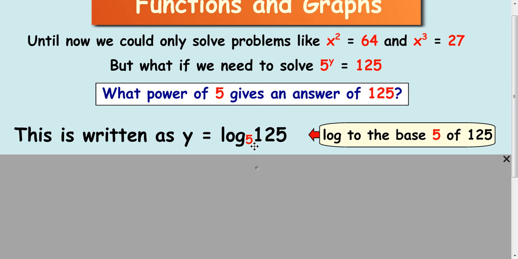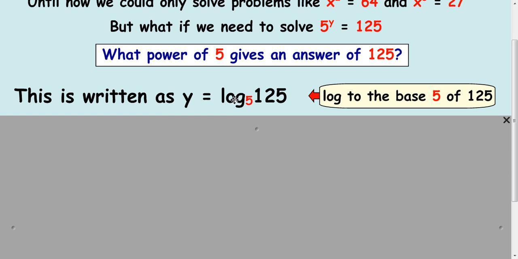5 to the power of what gives you 125? That would be the answer to this. That would be the value of y. 5 to the power of what gives 125? Now 5 times 5 times 5 makes 125, so that would be 3. So this is log 125 to the base 5. That's how that is said. Log of 125 to the base 5.